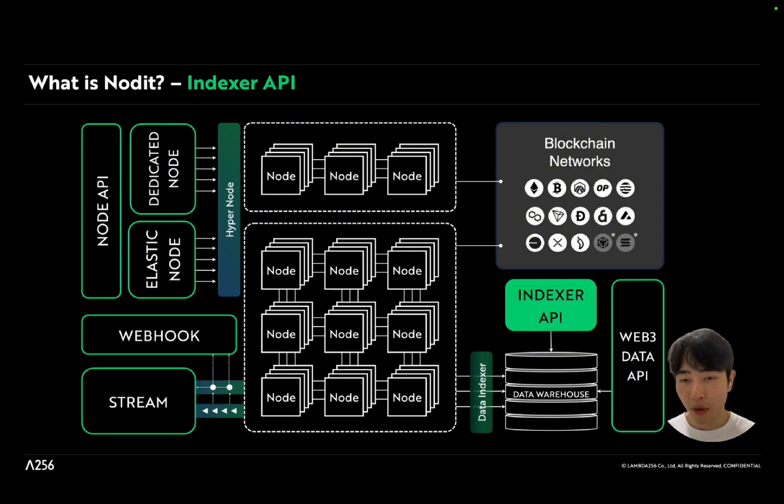So far, we've been working with raw on-chain data, whether that's via the Node API, webhooks, or streams. These are great for real-time access and full control, but sometimes what you really need is structured, developer-friendly data without having to manually decode or parse logs. That's where the Indexer API comes in. It gives you access to parsed and structured on-chain data exposed through a GraphQL interface.